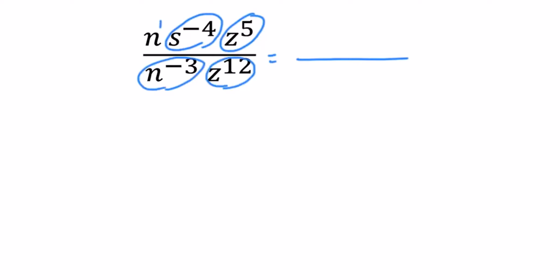So start with the top, n to the first. It has a positive exponent, so we don't move. S to the negative 4th, negative exponent, so let's move it to the bottom. Z to the 5th, positive exponent, so stay on top. And then on the bottom, n to the negative 3, it has a negative exponent, it's on the bottom, so let's move it to the top to make it a positive exponent. Z, it has a positive exponent, we don't move it, so z to the 12th.